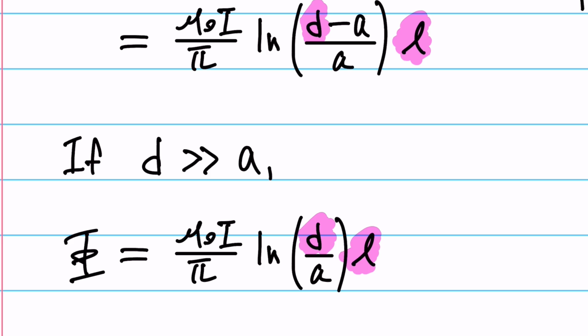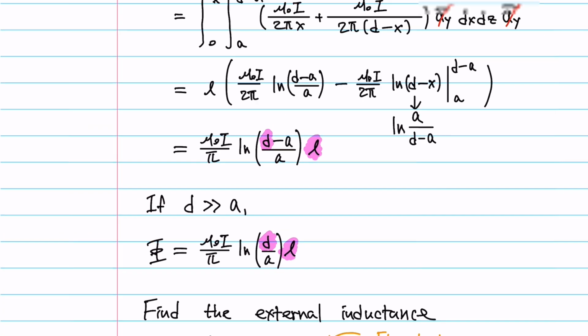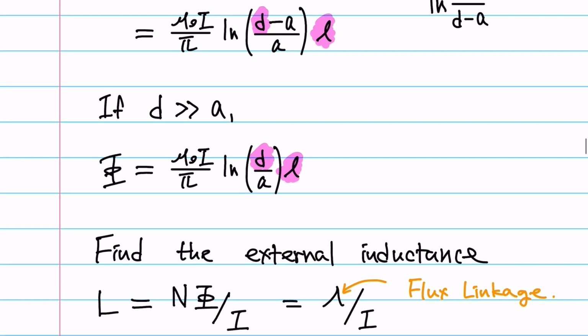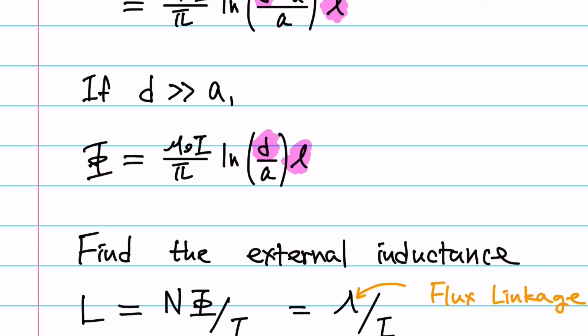And we don't care about a, because a is so small compared to d. The last step is dividing the flux by the I that created the flux to get the L. Of course, before you do that, you have to calculate the flux linkage, which is the number of turns times the flux. And the number of turns in this case is 1 because there's only two wires.